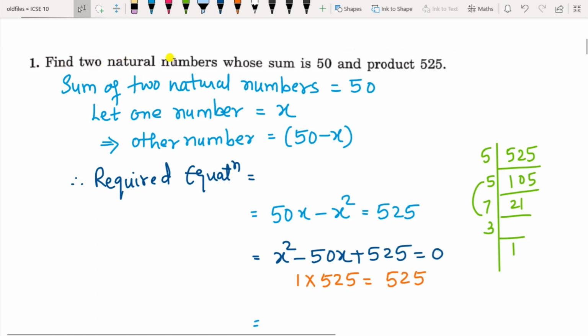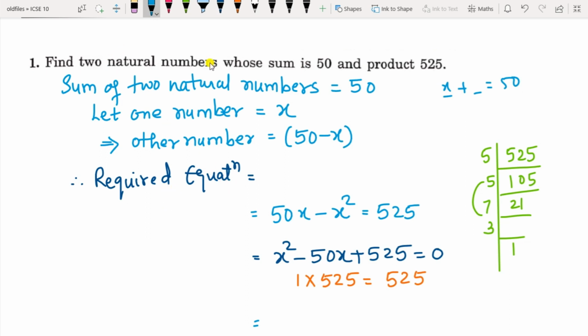So here it is written, find two natural numbers whose sum is 50 and product is 525. So sum of two natural numbers is 50. Let one of the numbers be x and the other number be 50 minus x. Here it is written sum, so you can remember it like, if the sum of the two numbers is 50, if one of the numbers is x, then the other number will be 50 minus x.